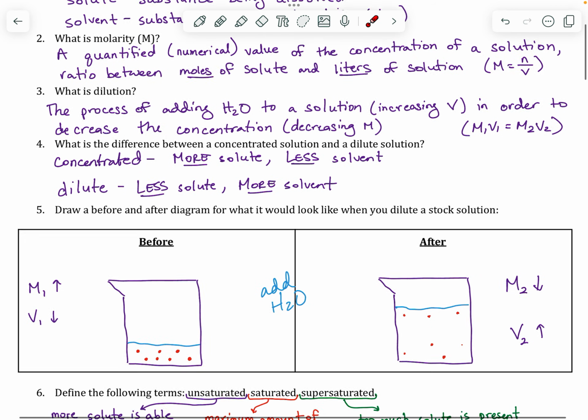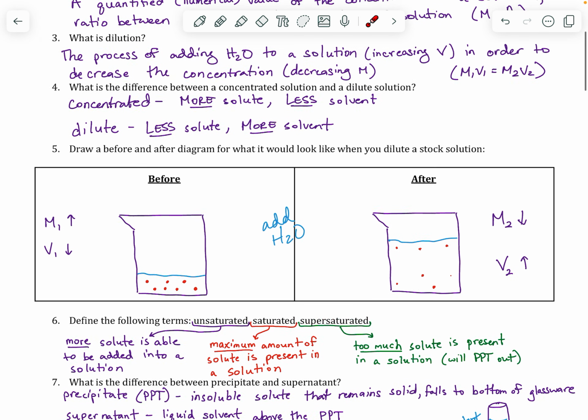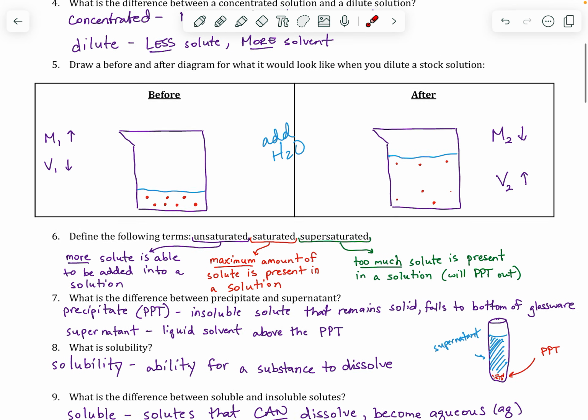So that is the difference between concentrated and dilute. And then you can kind of see a before and after here. So same number of particles in each. The smaller, or the less you have in terms of volume, the higher the concentration is going to be. And then you add water. Once you put water in there, it allows the volume of the solution to increase, which then decreases the concentration, because now you can see those moles of solute are spread out a little bit more. So that's a nice little visual there.